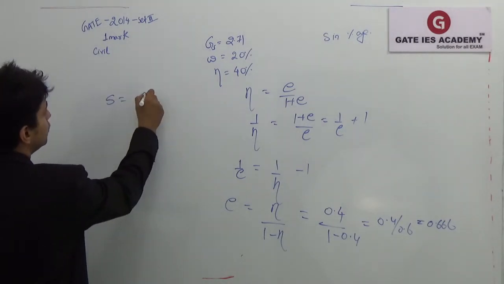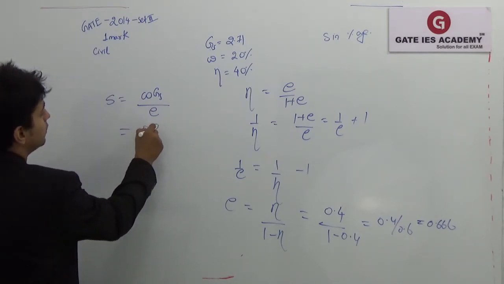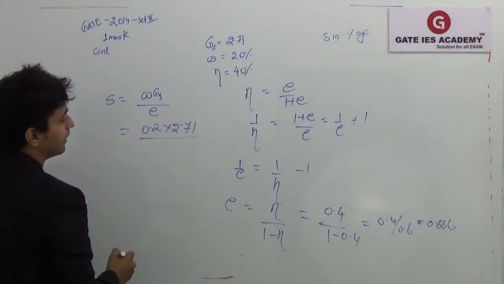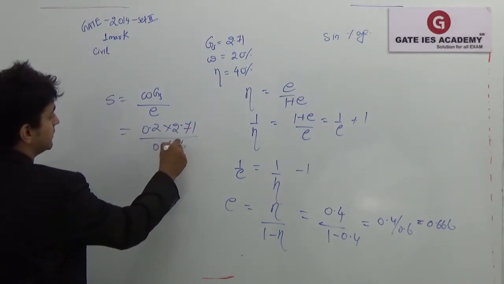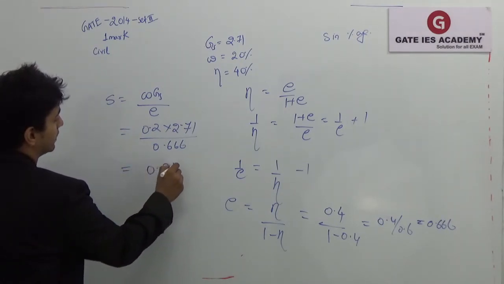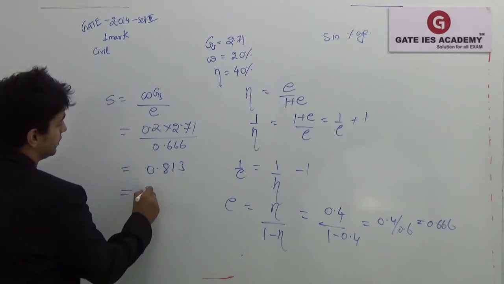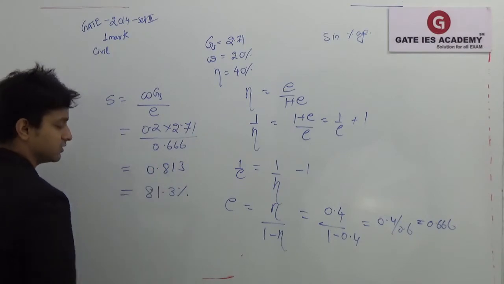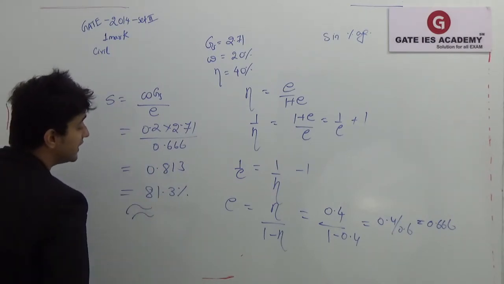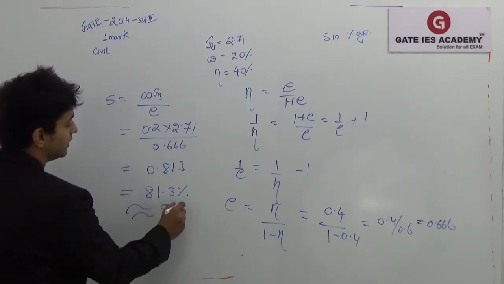So now I want to find out my S value. S will be nothing but W GS upon E. So W is given as 0.2 into 2.71 and divided by 0.666. So this will be giving you an answer of about 0.813. This will be my saturation, and that is equal to 81.3%. In percentage it is 81.3. So we have to round it off to the nearest integer. As it is 0.3, it will be rounded off towards 81%.